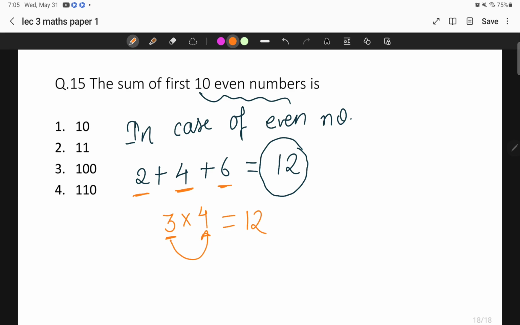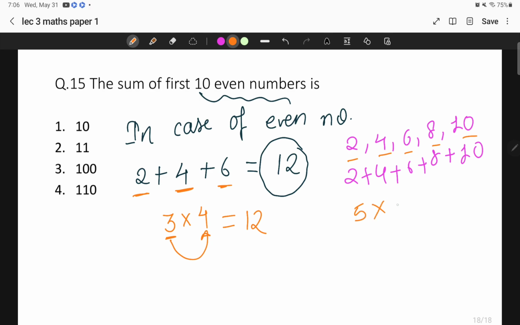If they ask us to find the summation of the first 5 even numbers, what are the first 5 even numbers? We know 2, 4, 6, 8 and 10. So instead of taking the summation like 2 plus 4 plus 6 plus 8 plus 10, what I simply do is see how many numbers there are. They're asking for the first 5 even numbers, so 5 into the next number, 6. So 5 sixes are 30. 30 is the summation. You can cross calculate it: 6 plus 4 is 10, 10 plus 10 is 20, and 20 plus 10 is 30. Got it? In this way.